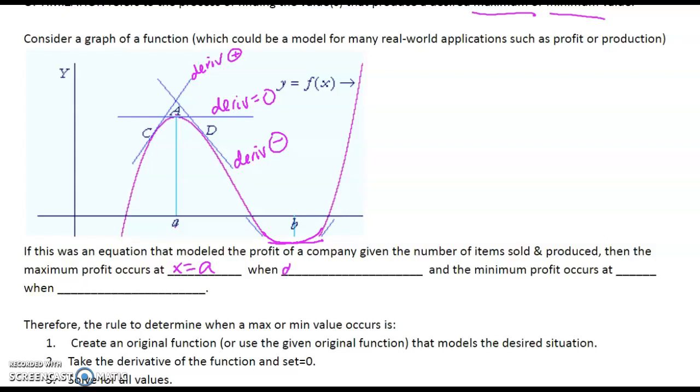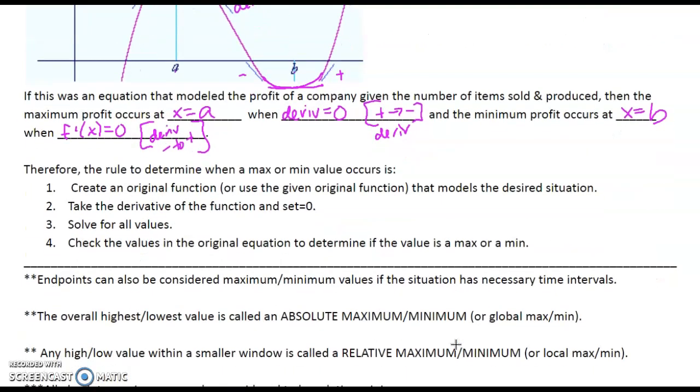So I know that my derivative equals 0, and our derivative goes from positive to negative. The minimum is this low point, which is at x equals b. Same idea, I would have a horizontal tangent line there as well, and our derivative goes from negative to positive, okay? And that's going to be a rule that we will use again pretty soon when we do function analysis.